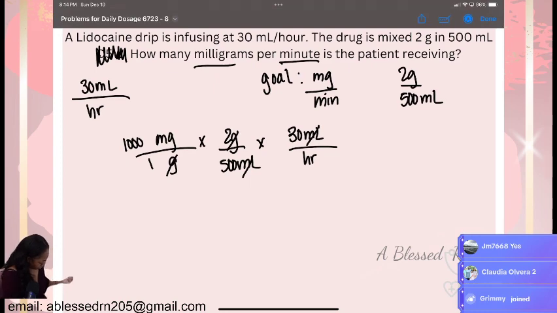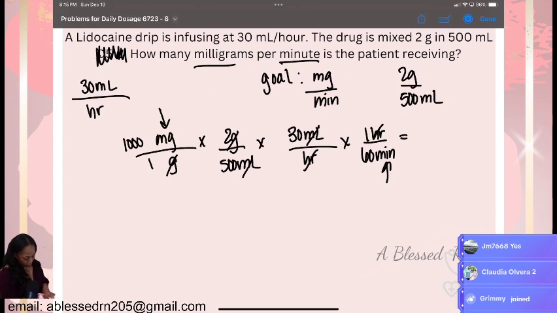And then what are we looking for? Milligrams over minutes. So I got an hour at the bottom. I need an hour at the top. So 1 hour is 60 minutes. Hour is now gone, and we are left with our goal. Okay. 1,000 times 2 times 30 times 1 divided by 500 divided by 60. And that is going to be 2 milligrams per minute. Okay? Y'all got that? Do I need to rework this problem, or do I need to explain anything further?